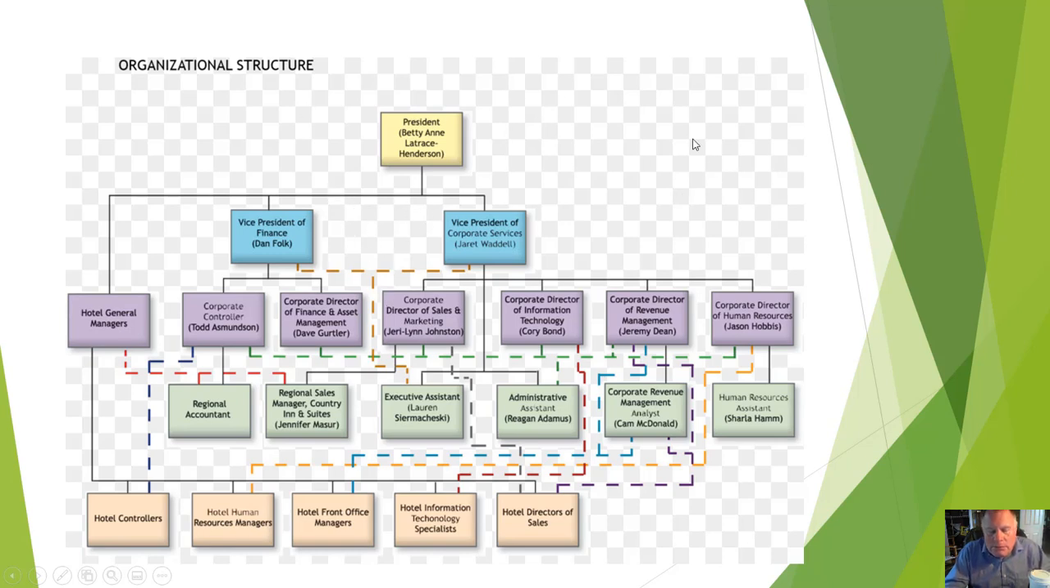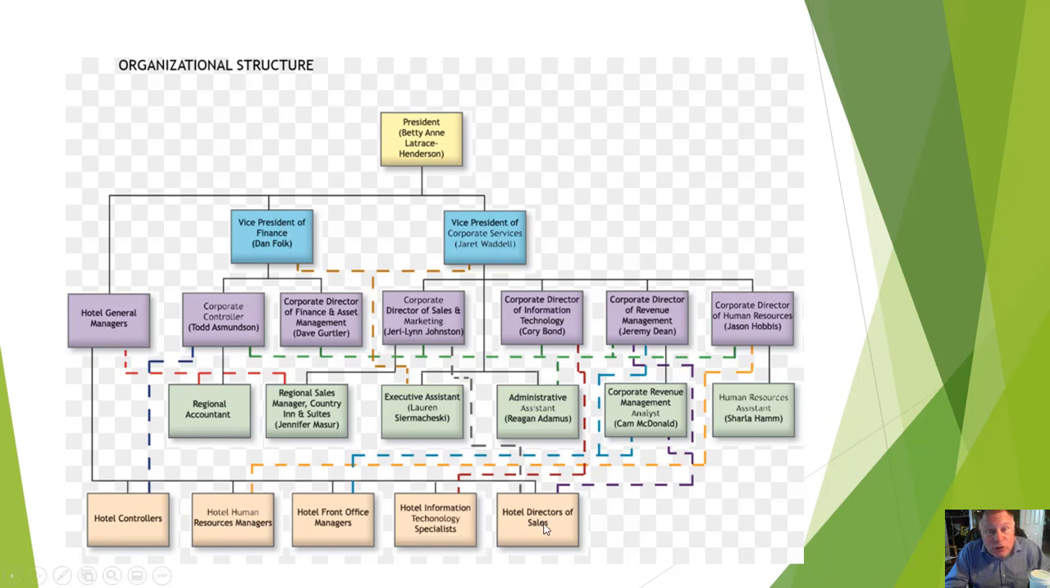Here's one, I don't remember what kind of organization it is, but again, a hotel. This is Hilton Hotels. So you've got a president, you've got hotel general managers who have controllers, hotel human resources, front end, IT, directors of sales. But you see they have a direct line here. This gray line is solid, but there are these dotted lines. The hotel information technology, if we follow the red back, has a dotted line to corporate. And when we look here, the hotel controllers have a dotted line that comes into the corporate controller, who reports to the vice president of finance.